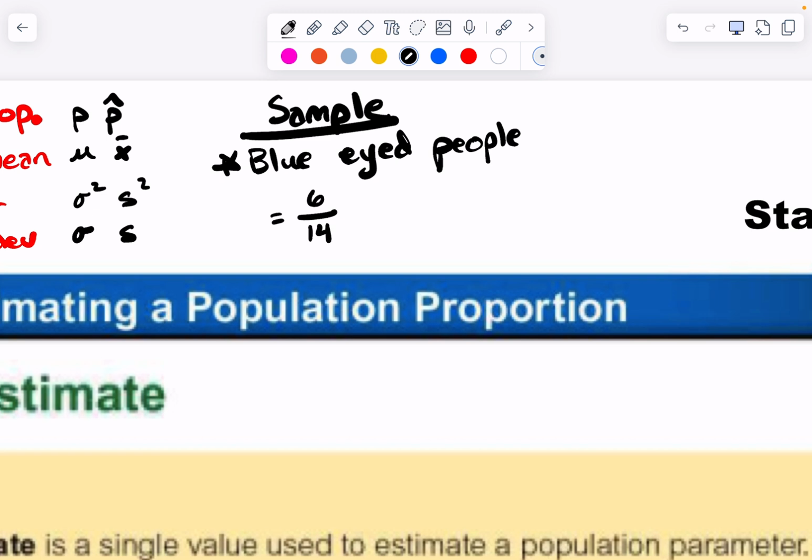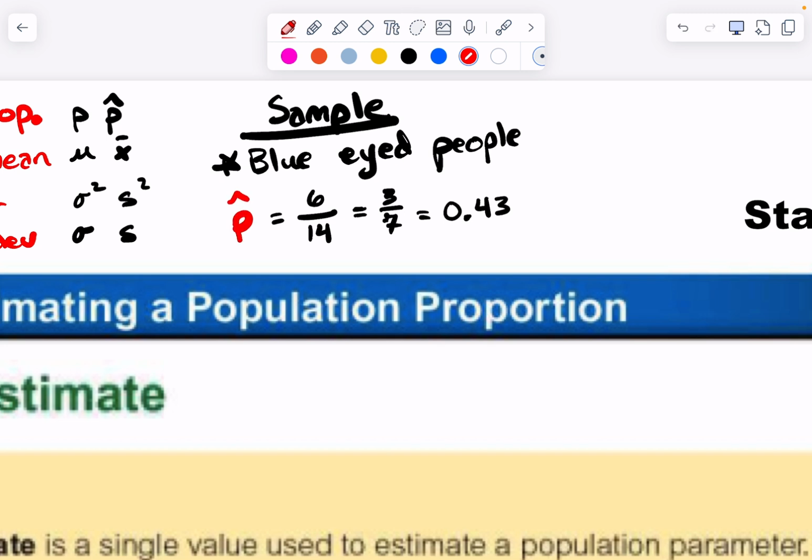Okay, so 6 out of 14 is blue-eyed, which would be, what is that as a decimal? Divide by 2 for each, 3 over 7. Whatever 3/7 is, it's about 0.4285, so we'll go 0.43. Okay? What variable do we put with that? That is our proportion, and we call it P-hat. P with a hat on it. Okay, so that is P-hat.